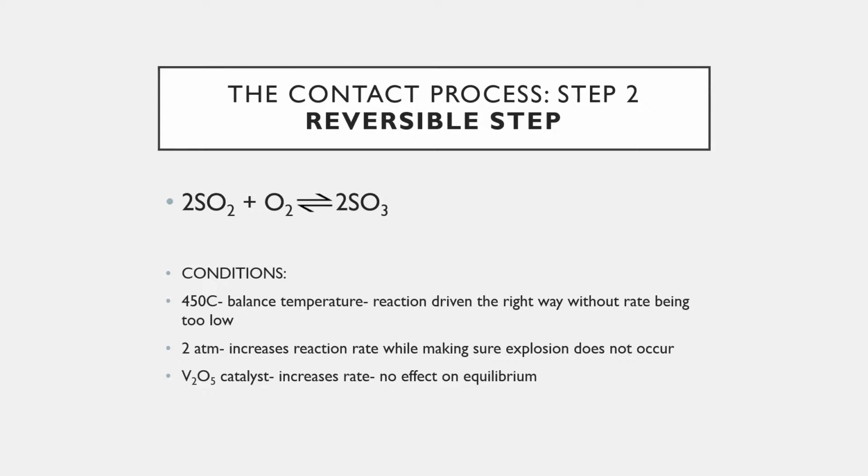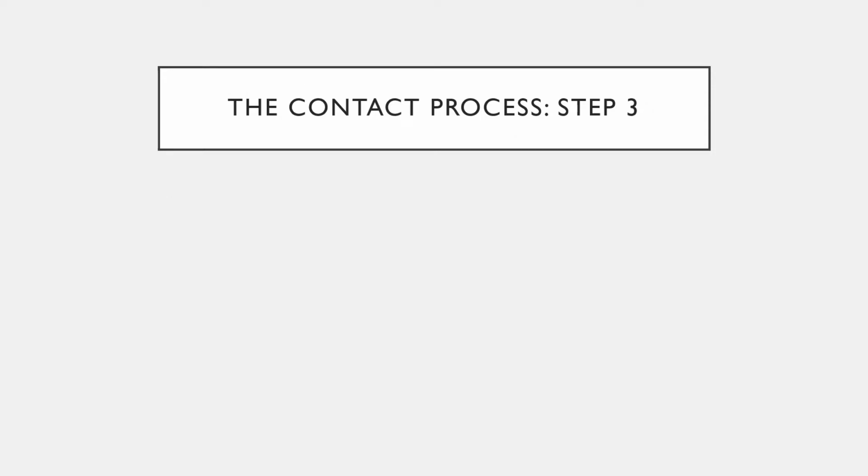The catalyst increases the rate, but has no effect on the equilibrium itself and does not favour the reaction in any direction, because that is achieved with the other two conditions. So then, we finish the contact process with another non-reversible reaction, that being the sulfur trioxide we just made reacting with water to make the sulfuric acid.